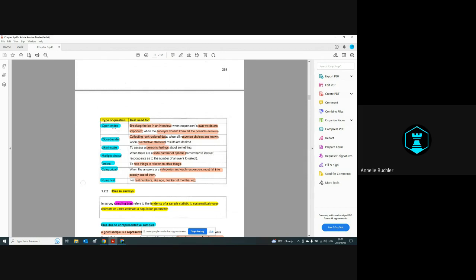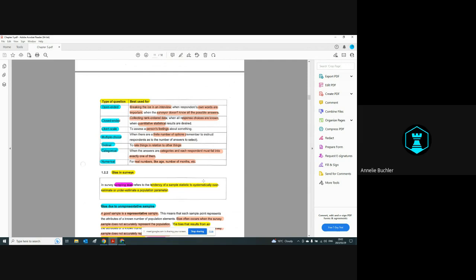Open-ended, you use it for breaking the ice in an interview. Your own words is important. And the surveyor, the researcher, doesn't know the possible answers. Close-ended, it's quantitative. So this is more statistical results that you're going to get. The Likert scales assess your feelings about something. Multiple choice, we're all familiar with that. Ordinal, to rate things in relation to other things. Categorical is categorize yourself. Numerical is real numbers, okay?